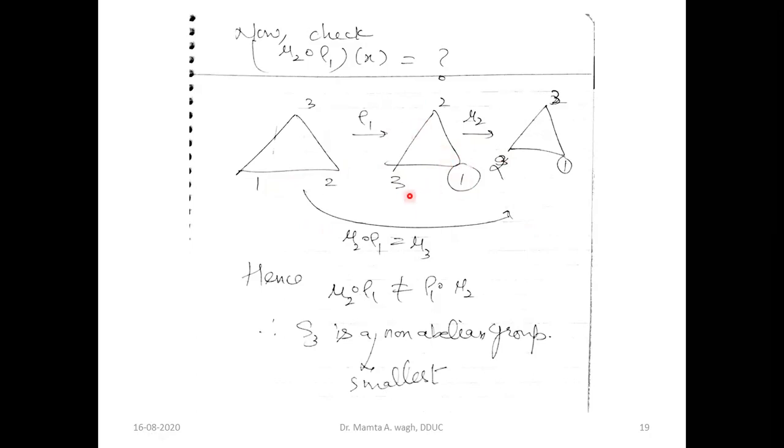Applying mu2 will be a flip along this axis. So 1 will be the same and 2 and 3 will change their position. So we are getting this thing, and this is your mu3. So mu2 composite rho 1 is mu3. Hence, mu2 composite rho 1 is not the same as rho 1 composite mu2. That means this is a non-abelian group. And this set which we denoted by S3 is the smallest non-abelian group.